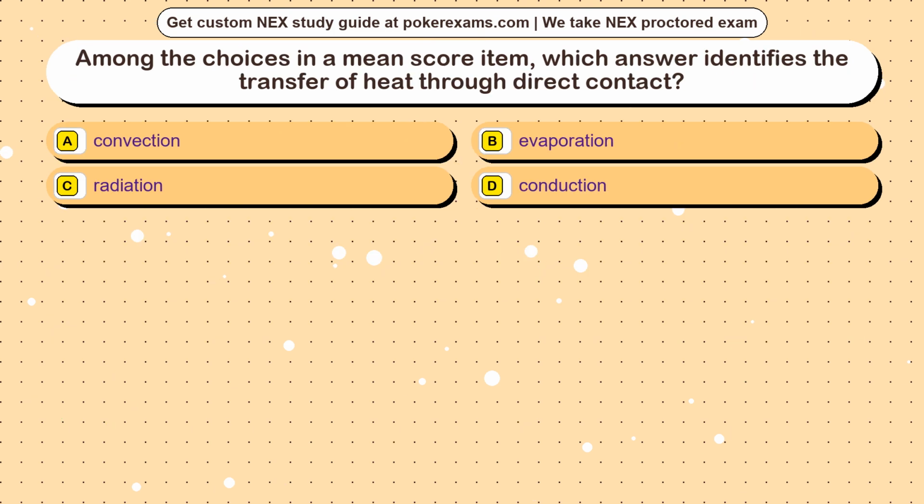Question 15. Among the choices in a mean score item, which answer identifies the transfer of heat through direct contact? Option A, convection. Option B, evaporation. Option C, radiation. Option D, conduction.